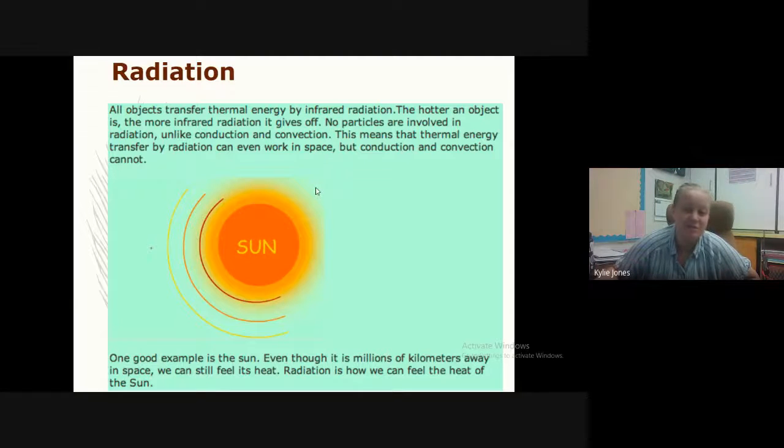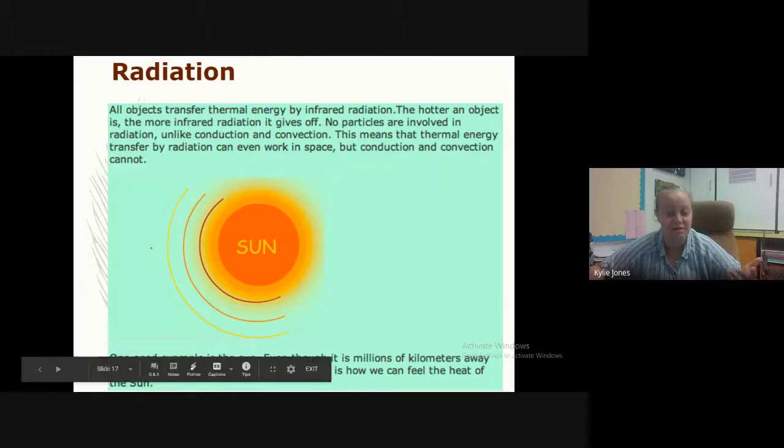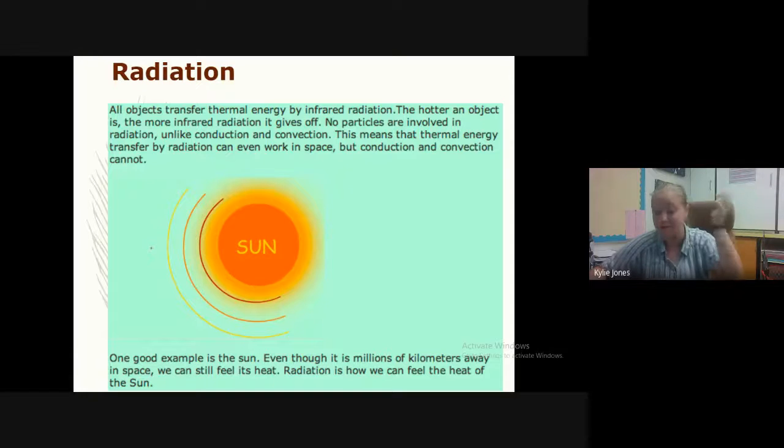So radiation is just like the heat waves going through the air. It has nothing to do with the particles inside objects being heated up or moving around. So the best example of this is the sun, because even though it's super far away, you can still feel the heat from it because the radiation is coming from the sun and hitting us down on Earth. It's just not as hot as if we're on the surface of the sun because it's traveled so far.